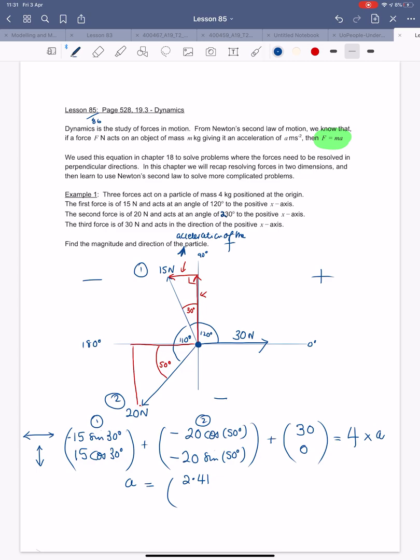horizontally, and then vertically 15 times cos 30 degrees minus 20 times sine 50 degrees, and then divide by 4, and that's minus 0.58 to two decimal places. Okay, and so we want the magnitude. It's going to be the square root of 2.41 squared plus minus 0.58 squared. Square root of that answer, 2.48.